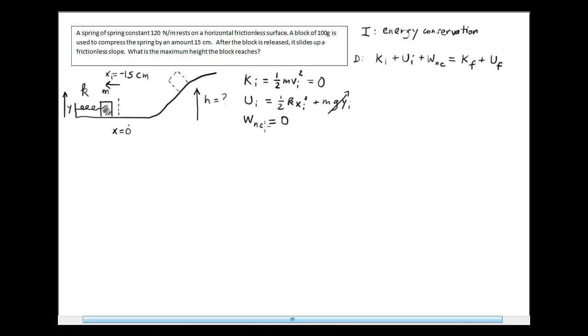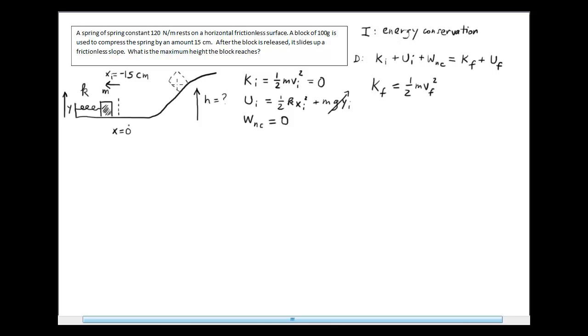There are no non-conservative forces acting on the object. Okay, so now we want to write down the final kinetic energy and the final potential energy, and then we'll be set up to attempt the solution. Final kinetic energy, again, 1/2 mv final squared.